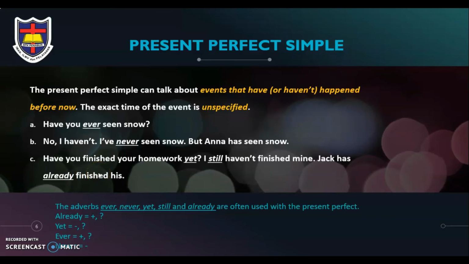And sometimes we can use just. Just takes the place of already, same with already. So, the adverbs or time signals of present perfect, ever, never, yet, still, and already, are often used with the present perfect. Already for positive and interrogative sentences, yet for negative and interrogative.